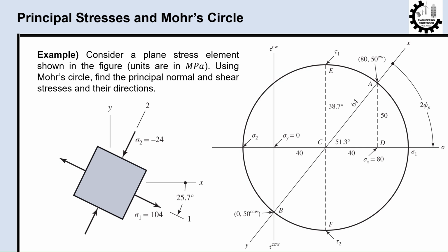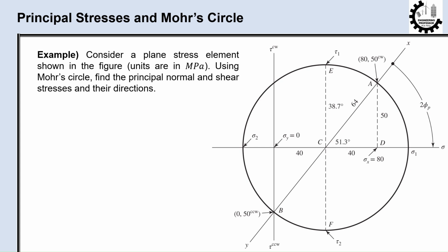The angle phi p on the stress element must be measured in the same direction as the angle 2 phi p on the Mohr's circle, but only half of it. So from x, we measure 25.7 degrees, which is half of 51.3 degrees, clockwise, to locate the sigma 1 axis. The sigma 2 axis is 90 degrees from the sigma 1 axis as shown. Note that there are no shear stresses on this element.